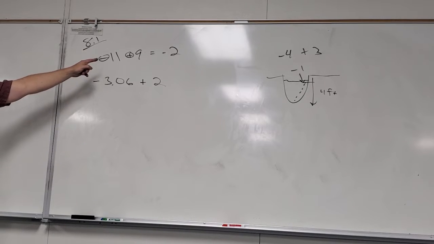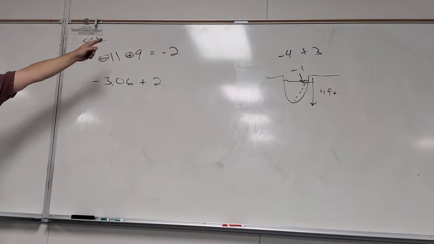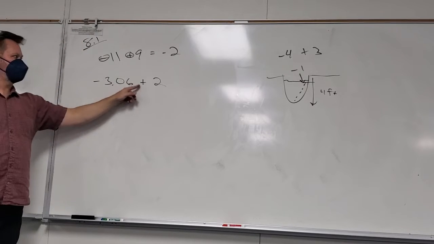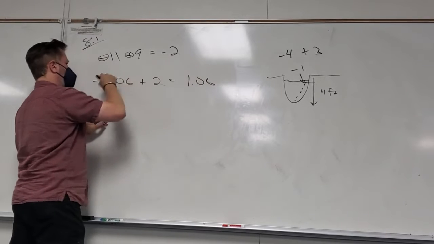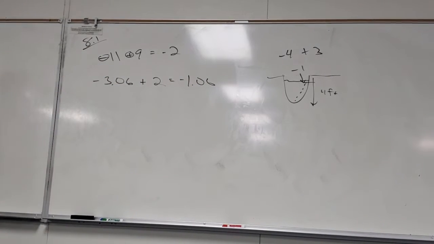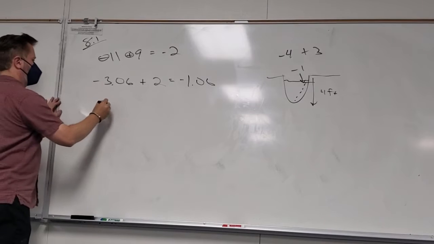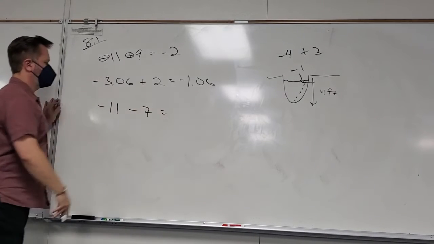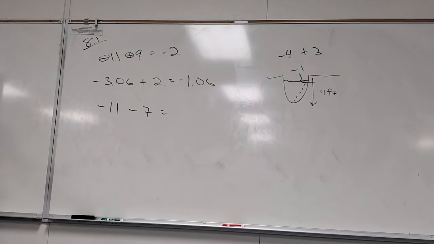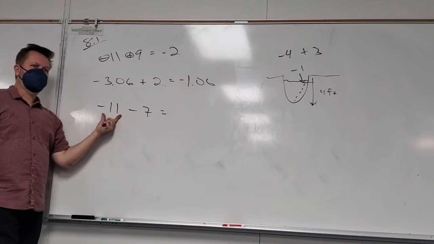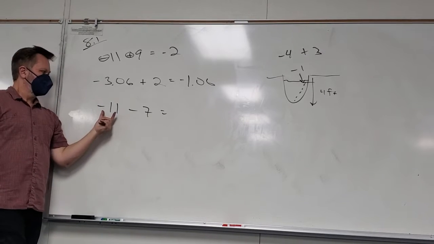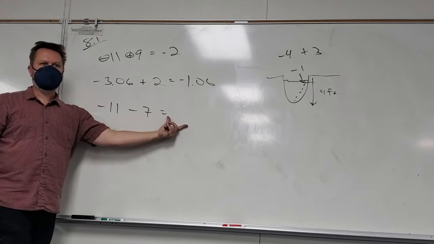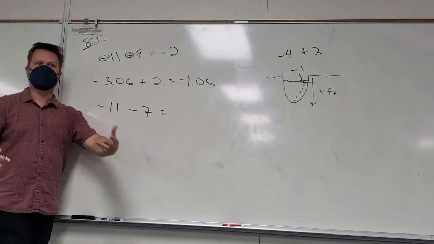So 11 minus 9 is 2. The bigger one's negative, put the negative. 3.06 minus 2 is 1.06, right? But the bigger one's negative, so put the negative. If the signs are the same, see how they're both negative? You add them and then put the sign down. Which makes sense. If I owe $11, I always wished that two debts would cancel each other out, but they don't, damn it. Owe you 11, owe somebody else 7, I owe 18 altogether. Because you're just getting more and more negative, right?